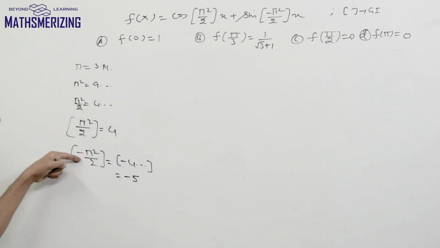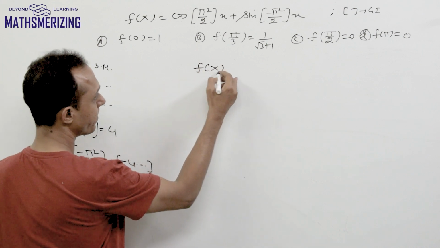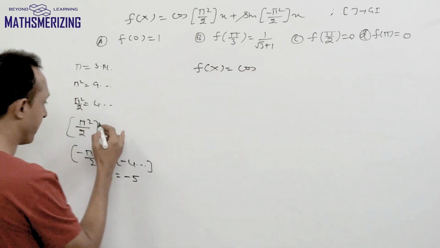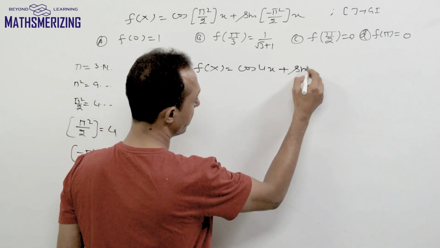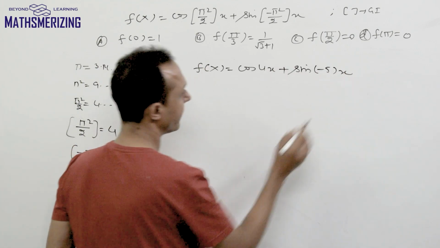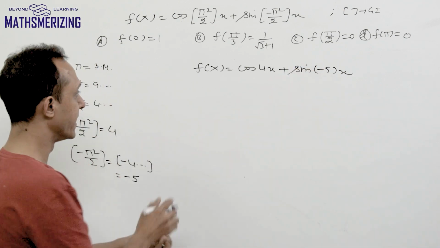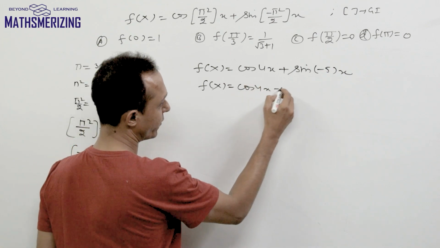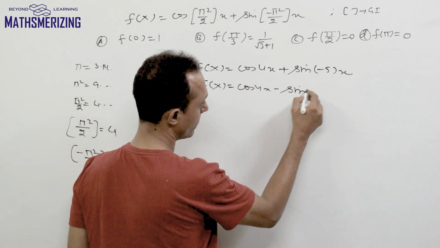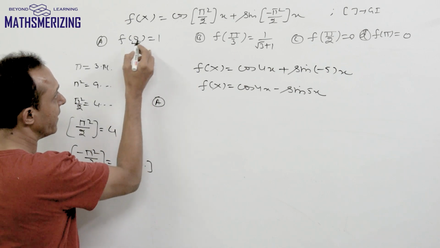So if I put the value of these two greatest integer functions, I can write this function f(x) as cos, and pi square by 2 is 4, so cos 4x, plus sine, and this is minus 5x. Now sine minus theta is minus sine theta. So I'll actually write it as f(x) is cos 4x minus sine 5x. Now look at option number 1. Option number 1 says find the value of f(0).